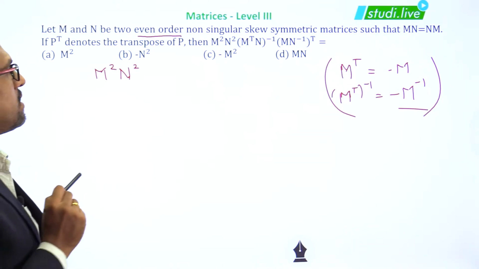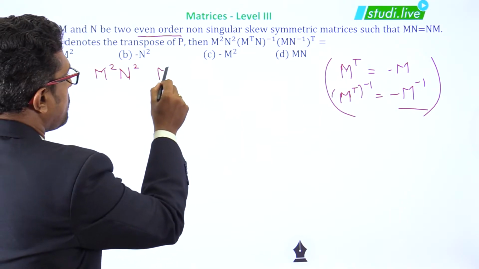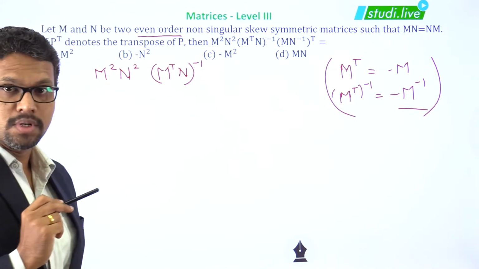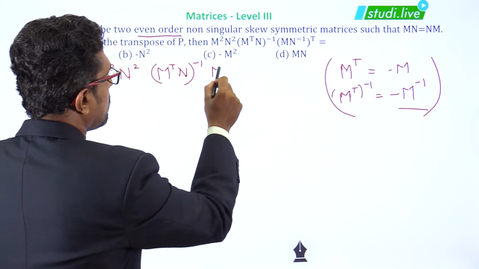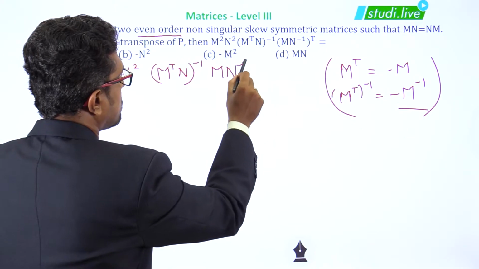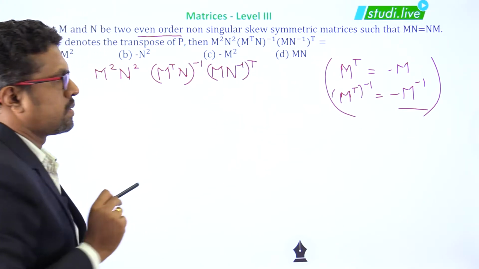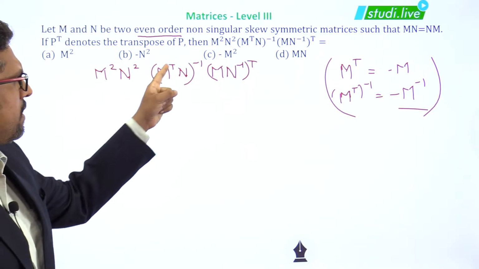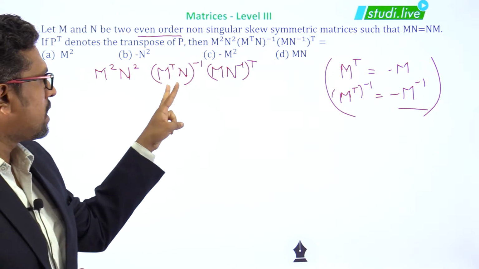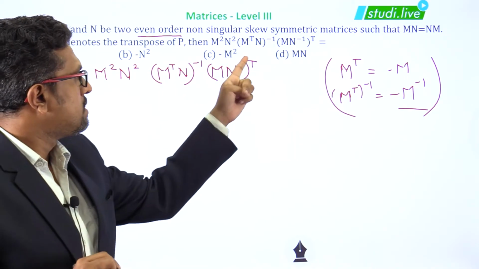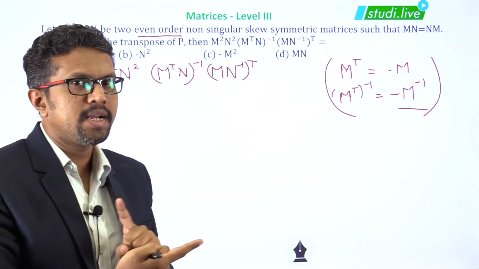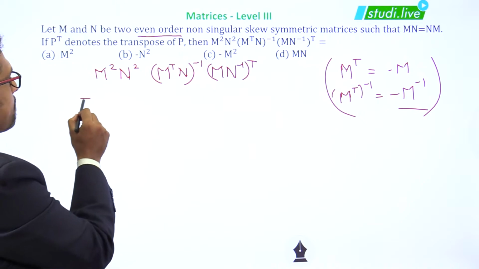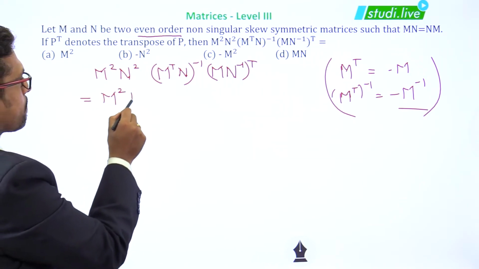So N square, M transpose into N, its whole inverse, into MN inverse, the whole transpose. So this is the question. First of all, we will apply the inverse inside. There will be a reversal law happening over here. In the same way, the transpose will also go inside. There will be a reversal law happening over there as well. So we will get M square.